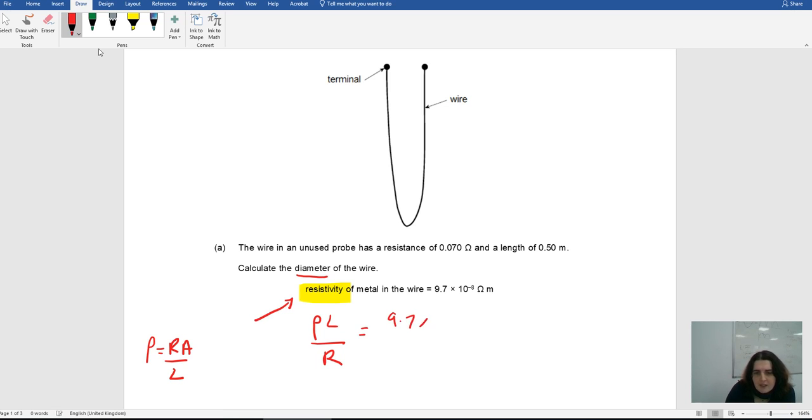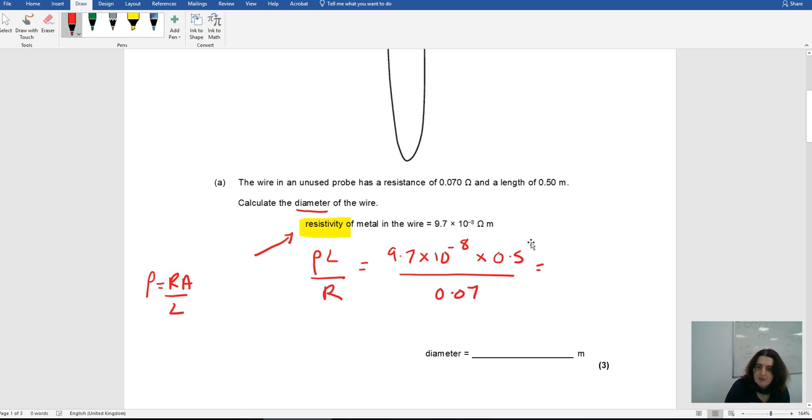So I've got 9.7 times 10 to the minus 8, times my length, which is 0.5, over my resistance, which is 0.07. Start again: 9.7 times 10 to the minus 8 times 0.5 divided by 0.07. I get an answer for my area of 6.93 times 10 to the minus 7 meters squared.